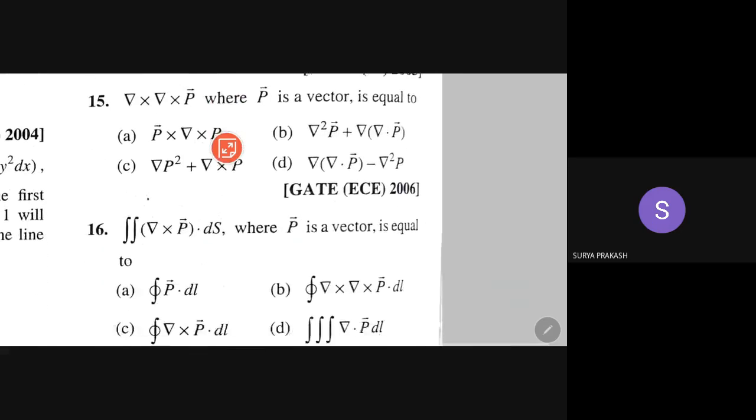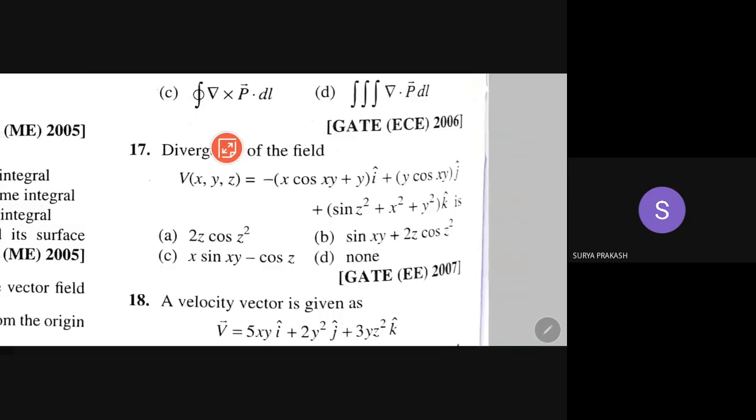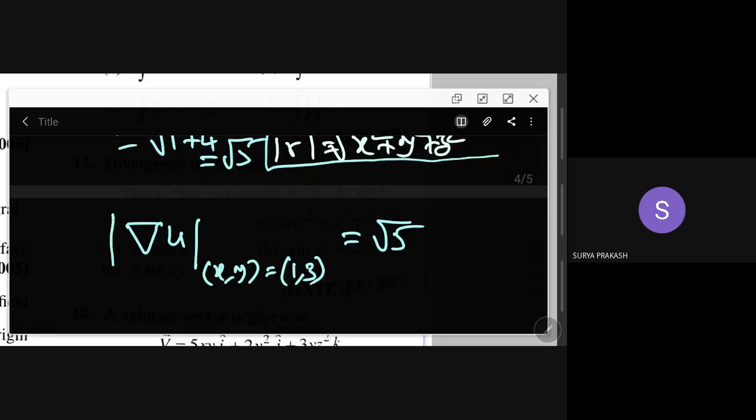Okay, we look at the computational ones. All right. You see this. Divergence of the field. Here we are asked to calculate the divergence of the field. So we write the field now. Here he is using the field symbol by V symbol.